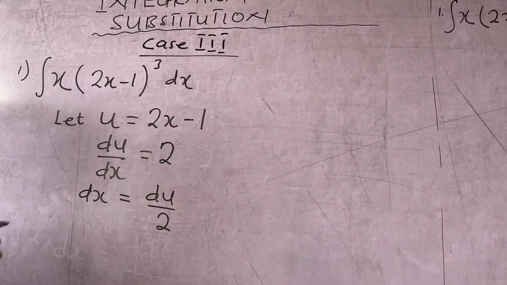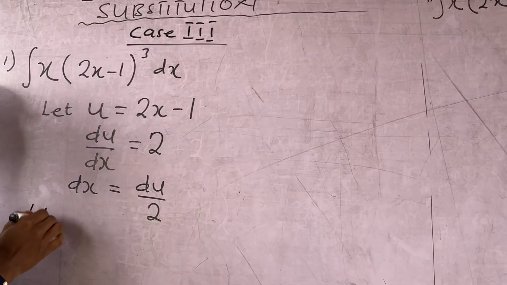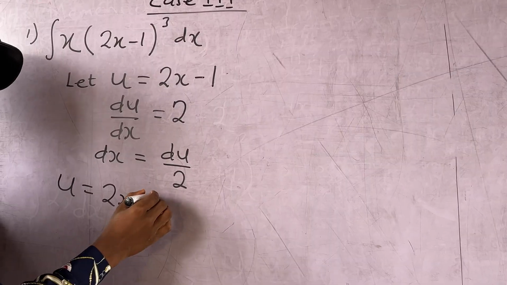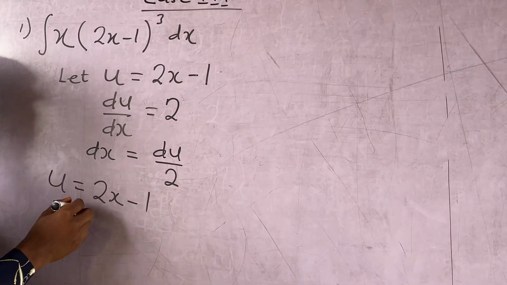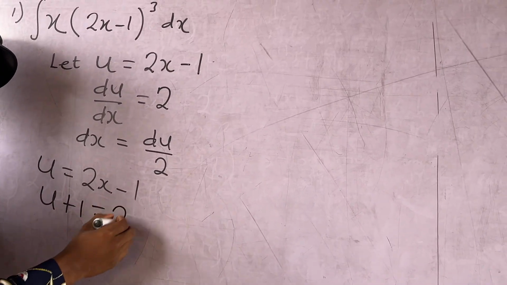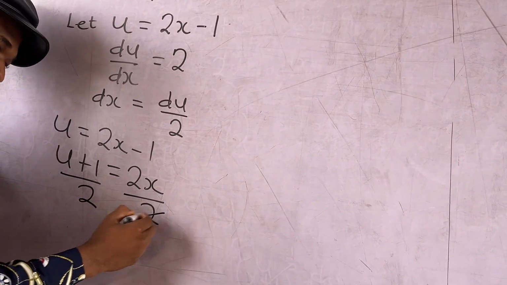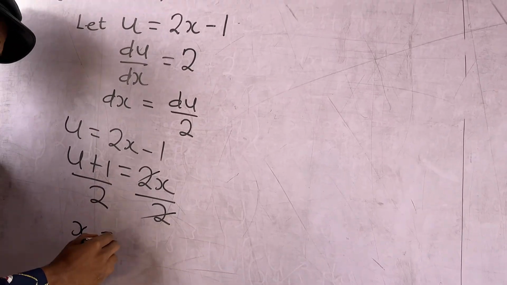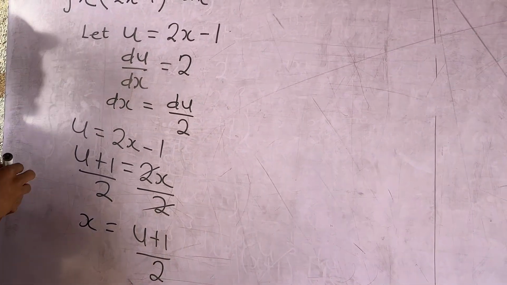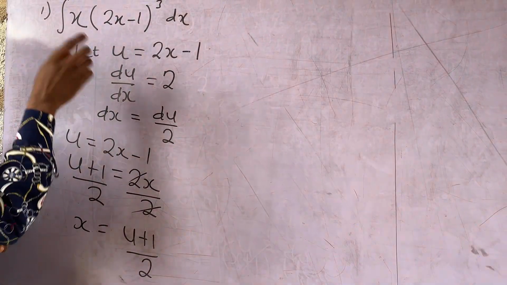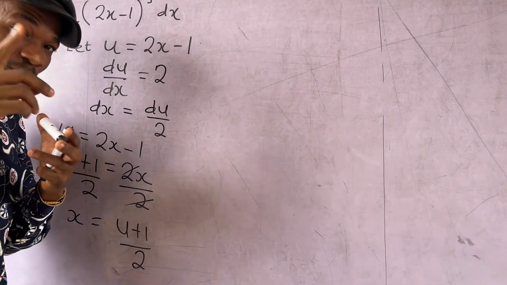That's it. Now for case 3, we are going to make x the subject. So we know that u is equal to 2x minus 1. You make x the subject, so I have u plus 1, which is equal to 2x. You divide both sides by 2. So therefore, x is equal to (u plus 1) all over 2. So we are going to substitute this and that into the final expression we are going to develop.